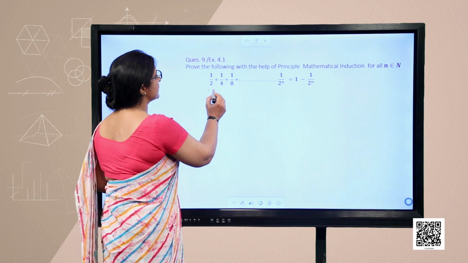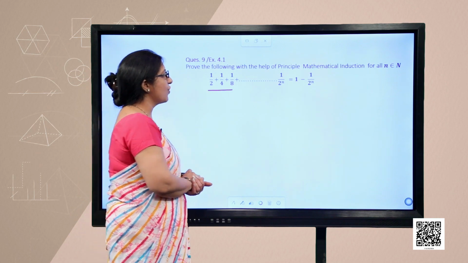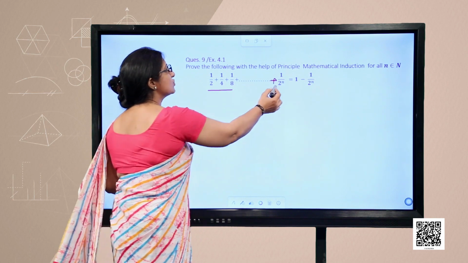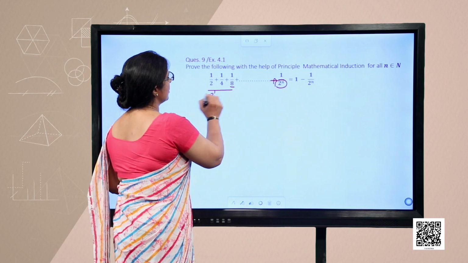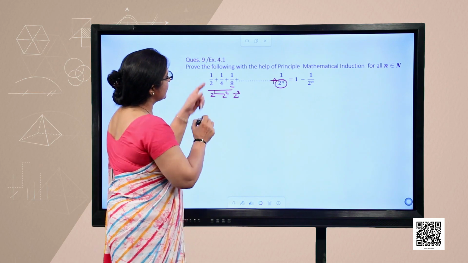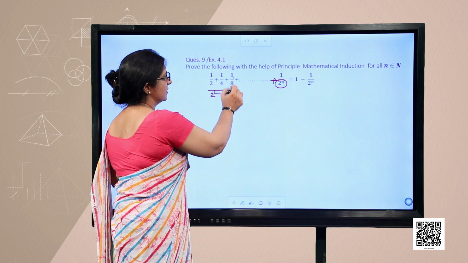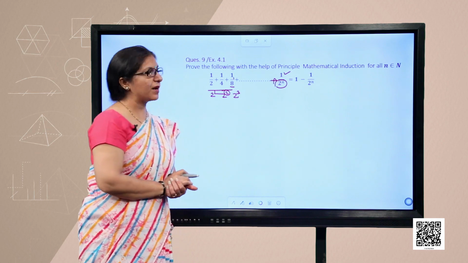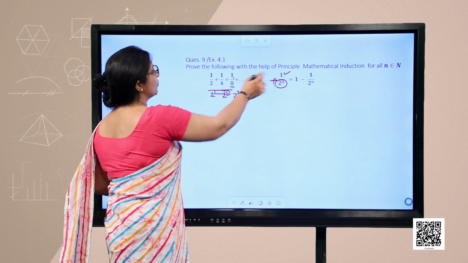What is the statement here? The statement is 1 upon 2 plus 1 upon 4 plus 1 upon 8 plus up to 1 upon 2 to the power n. How do we reach 2 to the power n? This is the general term, because you must be noticing this is 2 to the power 1, this is 2 to the power 2, in the third term 2 to the power 3, whichever is the term, that is the power. So, this is the nth term, therefore it is 1 upon 2 to the power n, which is equal to 1 minus 1 upon 2 to the power n. We need to prove this.